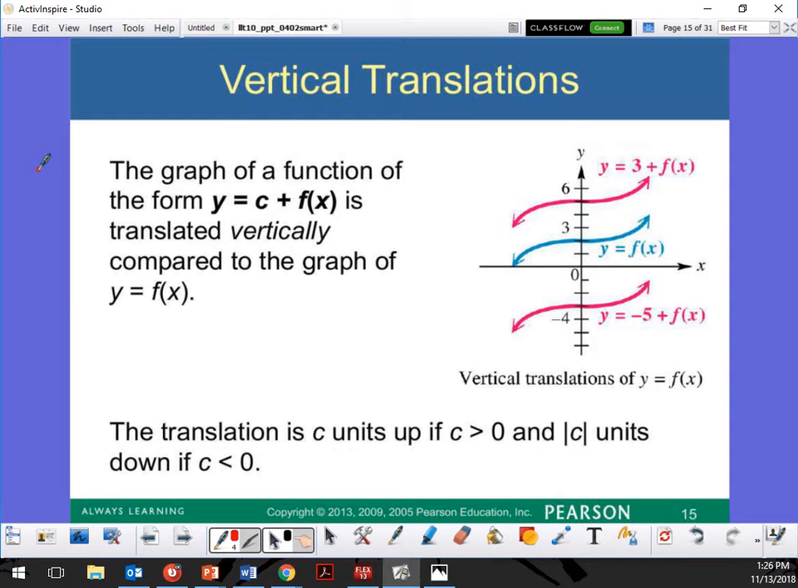Okay, so this is 4.2. This is actually talking about the different types of transformations of the graph, or translations of the graph. So this is a vertical translation. Now, if you notice, look at where my vertical translation is.